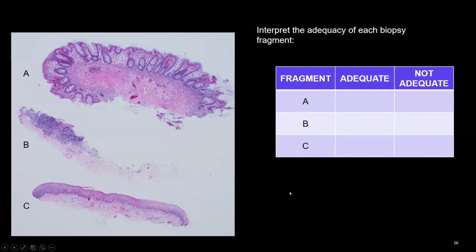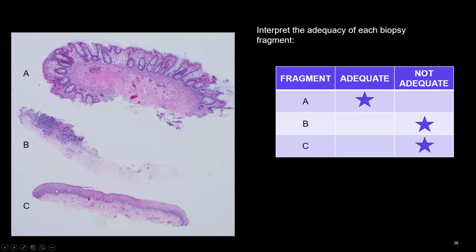So fragment A, of course, is definitely adequate. You can see 50% mucosa and 50% submucosa. Fragment B is definitely not adequate. Although you can see a little bit of mucosa and submucosa, it's really not a 50-50 at least, and it's almost gone. So many times you have to do levels on this particular specimen in order to identify what's going on here. And fragment C is also not adequate.